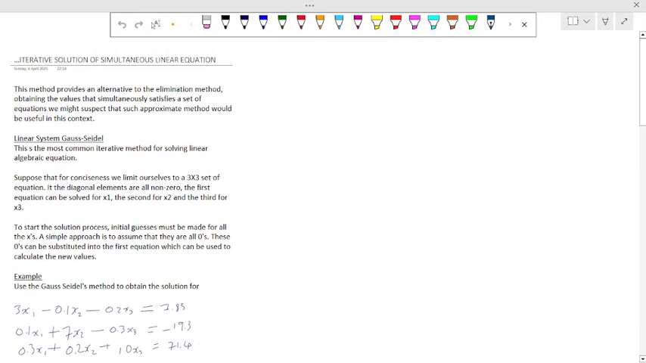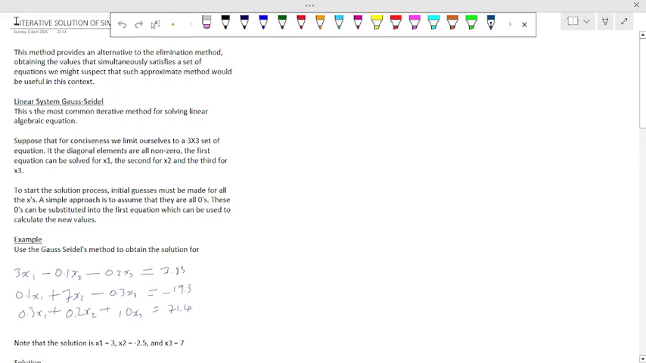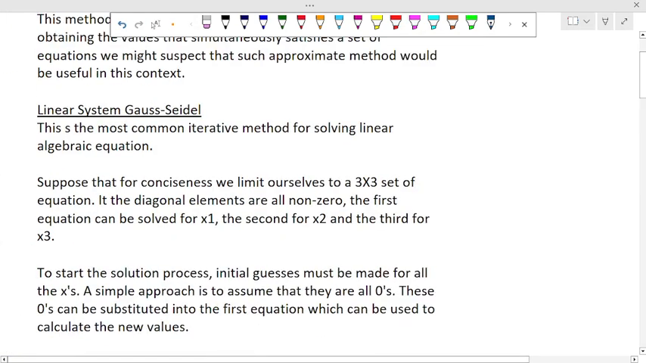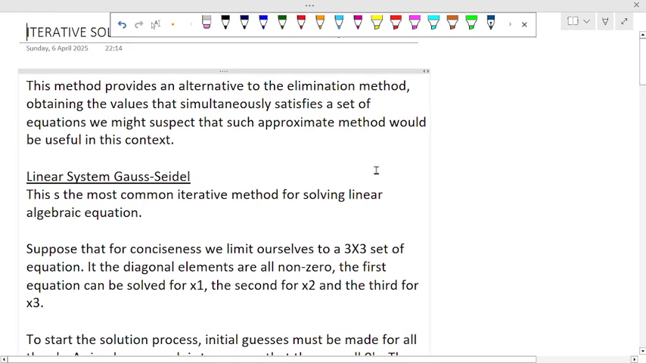In this video we'll talk about iterative solutions of simultaneous linear equations. This method provides an alternative to the elimination method for obtaining the values that simultaneously satisfy a set of equations. We might suspect that such an approximation method will be useful in this context.